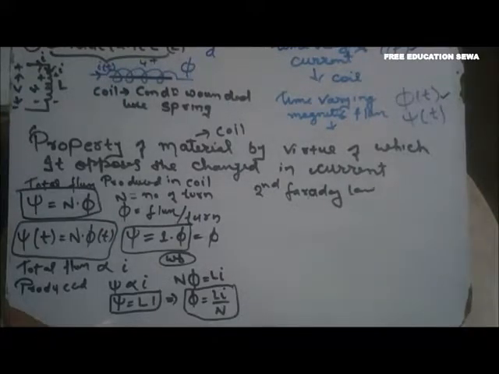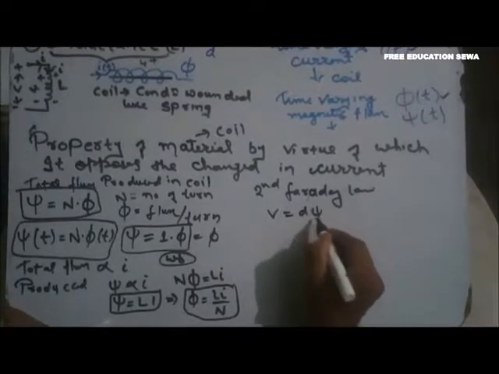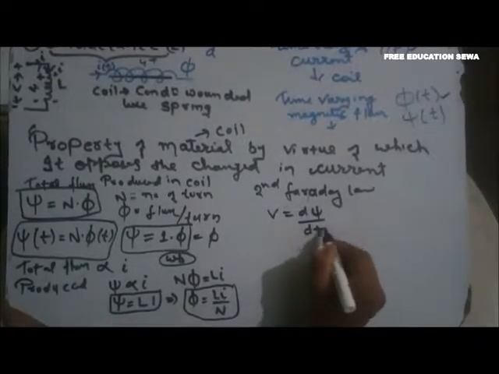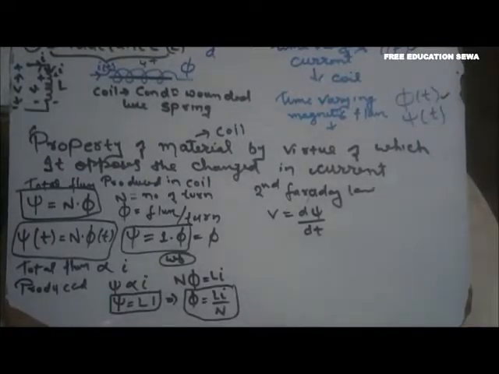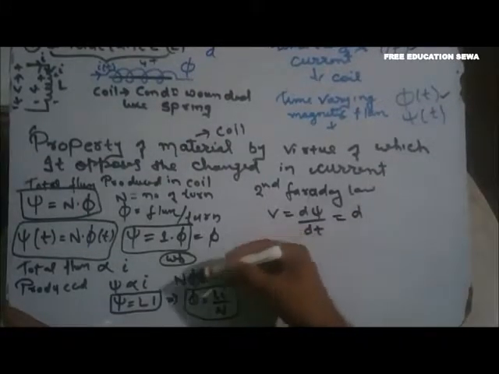Faraday's second law states that the voltage drop across the coil, given by V, is the change in the total flux with respect to time, by Faraday's law of induction. From the second law, we can substitute the value of the flux linkage, which is Li.